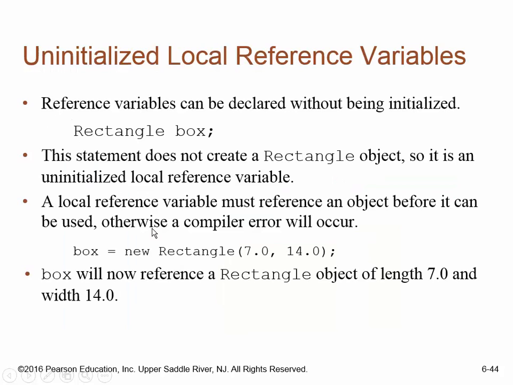All right. It says reference variables can be declared without being initialized. So if we say here, rectangle box, it's declaring a variable of type rectangle, but since we're not initializing it, it doesn't really create the rectangle object yet. It's only later when we say something like box equal new rectangle 7.0 14.0 that now we've got a rectangle object. It'll have a height of 7 and a width of 14.